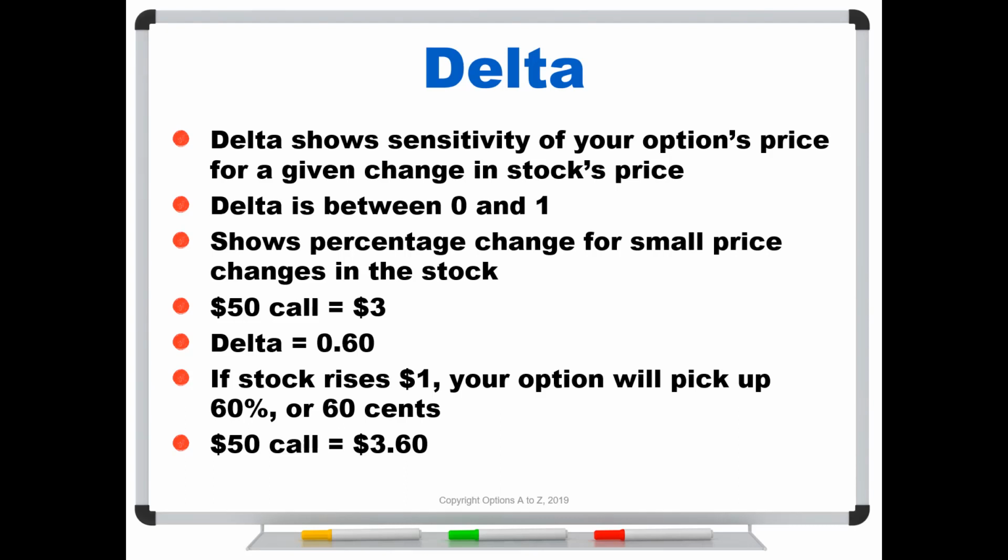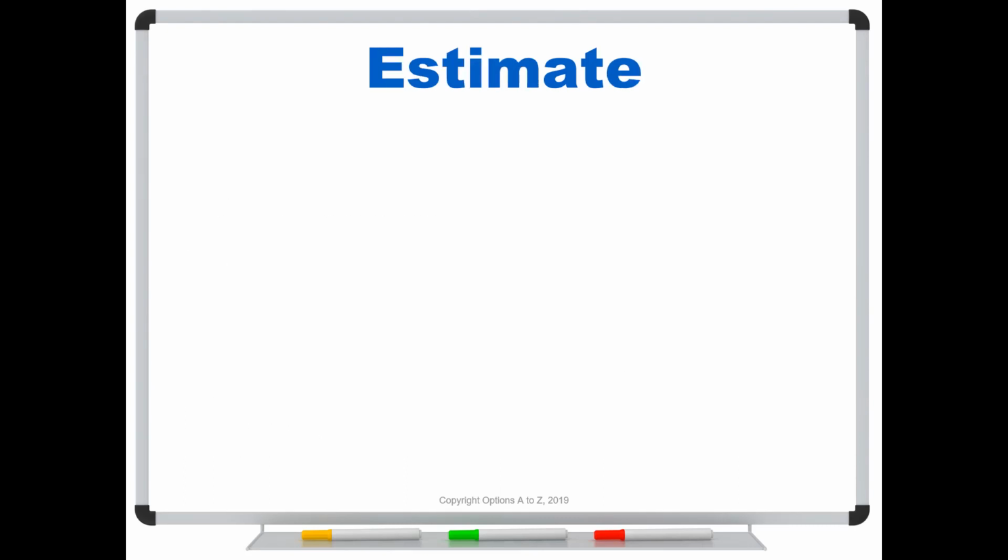Again, you would pick up 60% of that move, and your option would pick up about 30 cents and be trading for about $3.30. So delta just shows how sensitive your option's price is for a given change in the stock's price. To estimate the amount of stock price move that we need to offset our time decay, we just need to combine delta and theta. You're just going to divide your 7-day theta by delta.